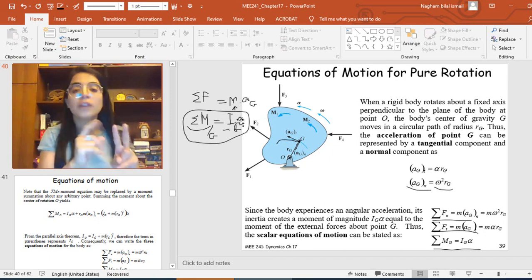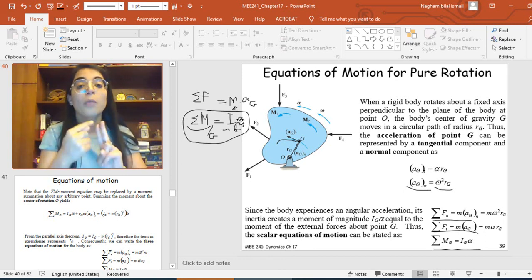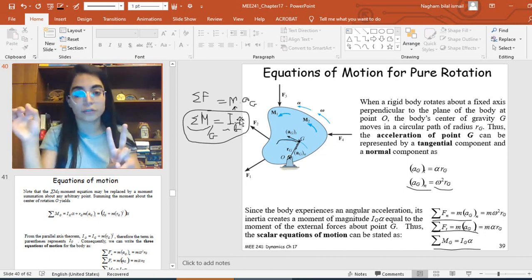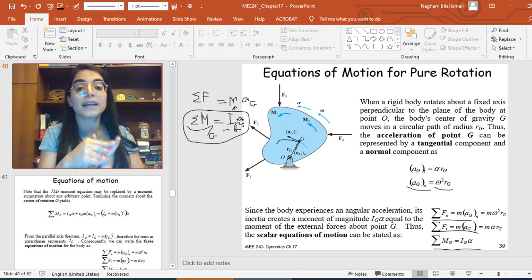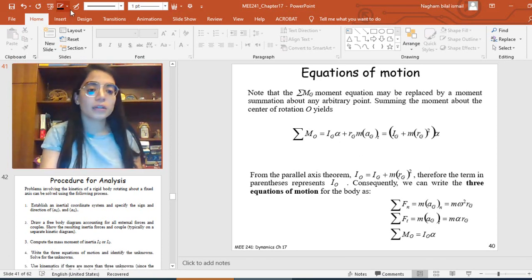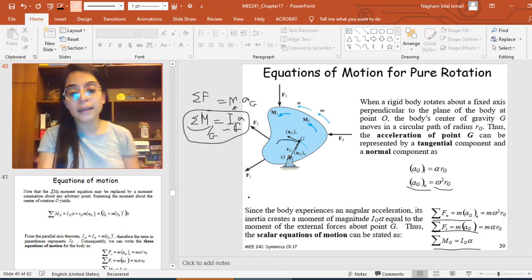So if I want to find the sum of moments around any point that is different than the center of mass, I have to find both terms. The first one is the moment of the resultant force located at the center of mass around this point, and the second one is the moment of this inertia force, which is equal to IG alpha. This means that if I want to find the sum of moments around O, let's go back, O is the center of rotation, then I need to find the moment of the resultant force first.